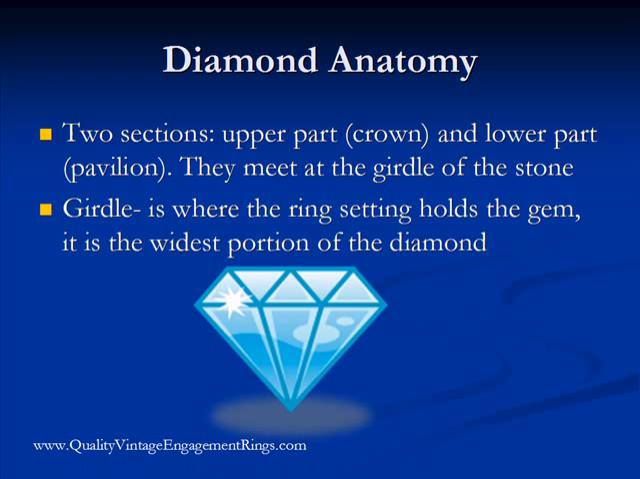And the girdle of the stone is where the stone is the widest. It's the widest portion of the diamond, and it's the part of the diamond that the ring setting usually holds on to. Those prongs on the setting of the ring will wrap around and clamp onto the girdle, that wide portion there.